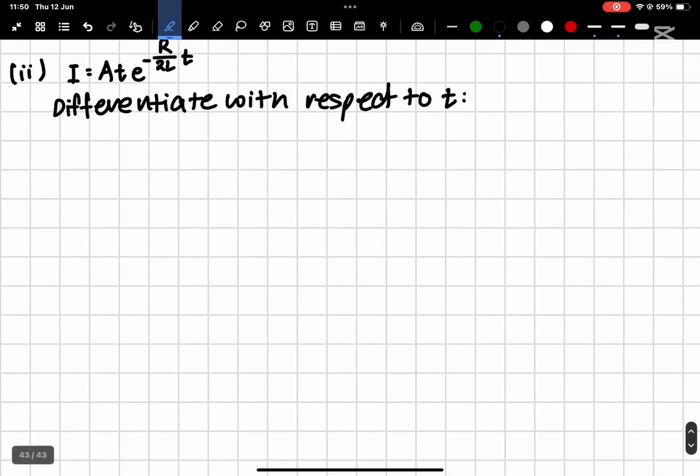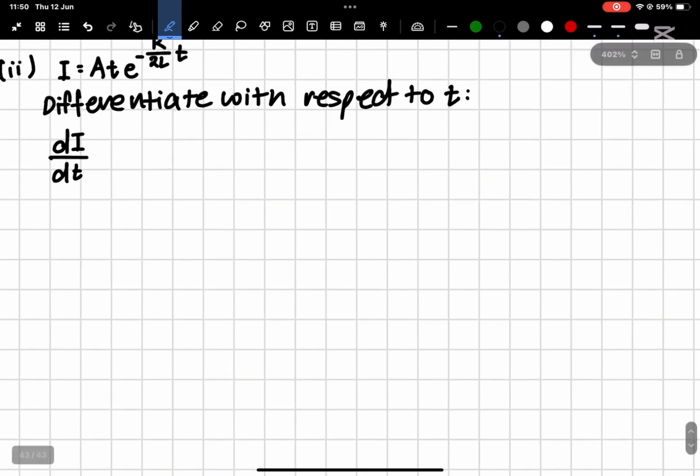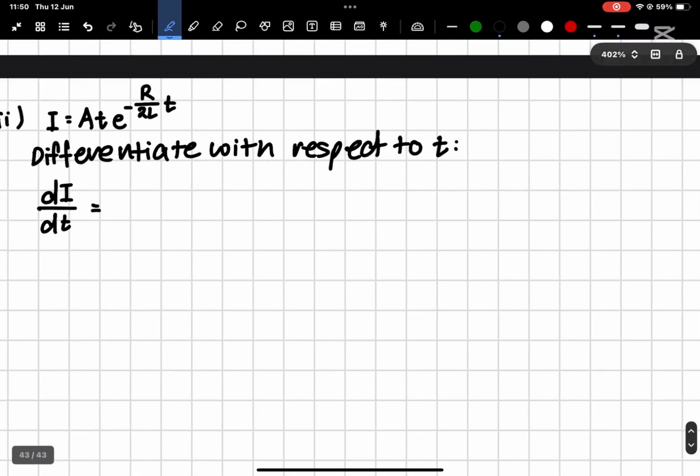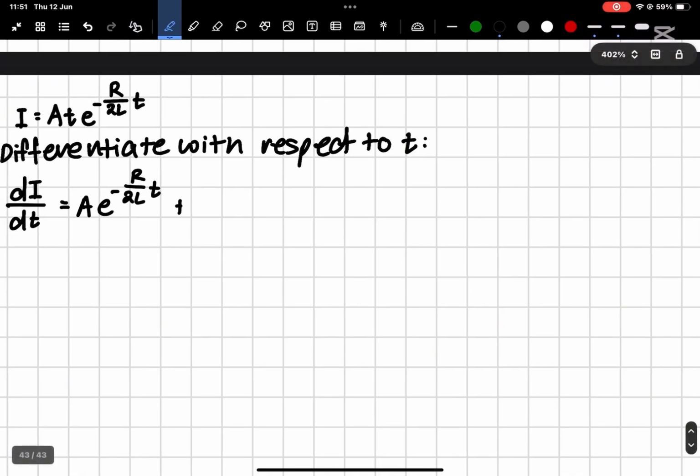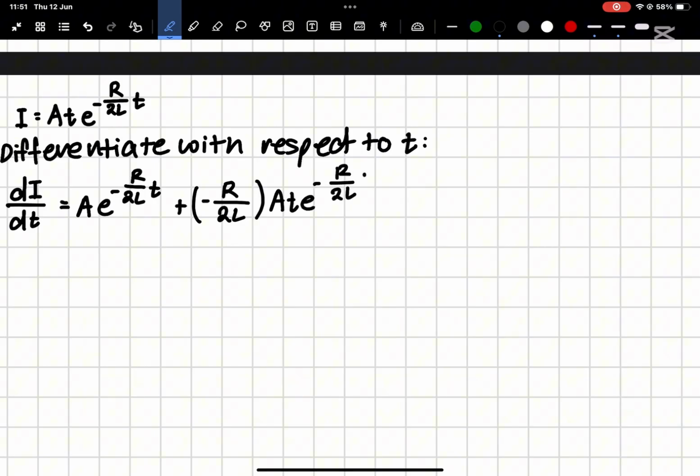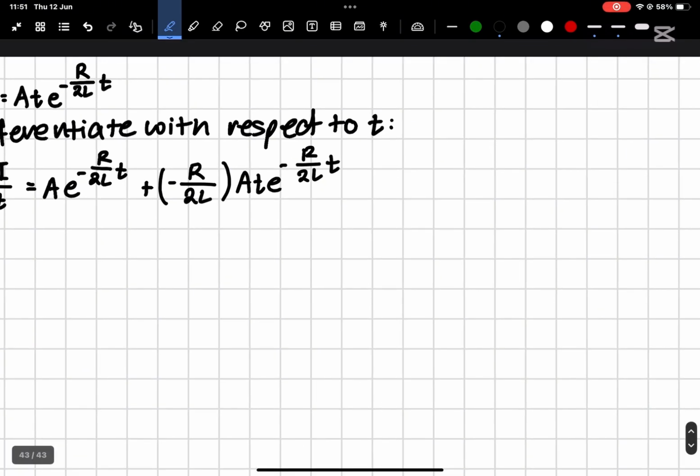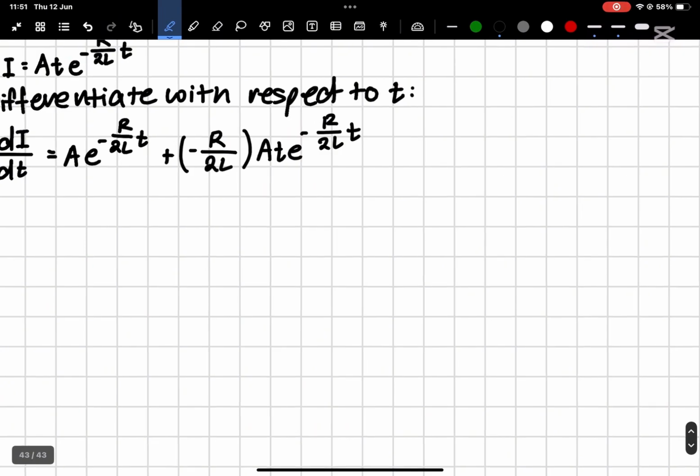So differentiating this is pretty simple. Treat A as a constant, and t, so you have to do product rule, right? So differentiate t and you leave the rest. So you have A e^(-R/2L t) plus, then you differentiate whatever this is over here. That is negative R over 2L times A t e^(-R/2L t). Okay, so that is pretty complicated, but not that bad.